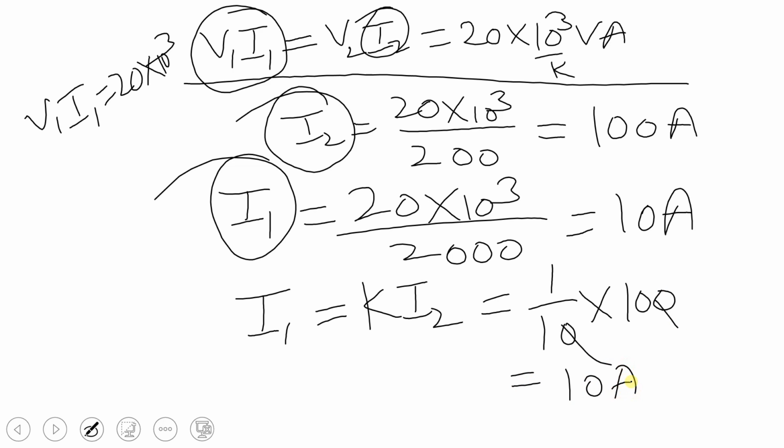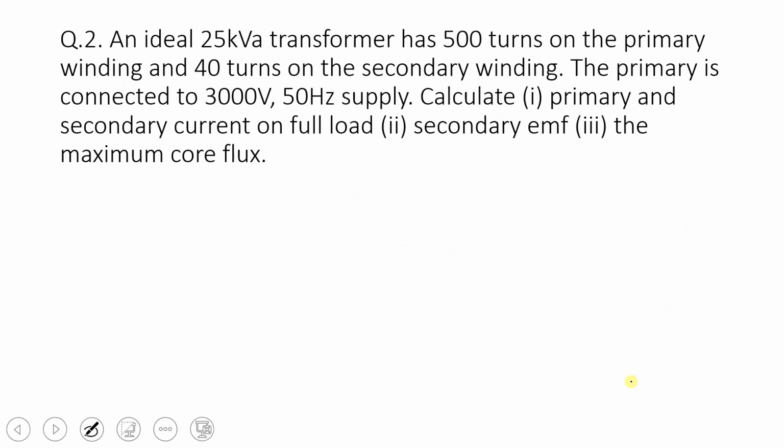So this is how we solve the numerical. Then we have another numerical. In this numerical, an ideal 25 kilovolt ampere transformer has 500 turns on the primary winding and 40 turns on the secondary winding. The primary is connected to a 3000 volt, 50 hertz supply. Calculate the primary and secondary current on full load, the secondary EMF, and the maximum core flux.